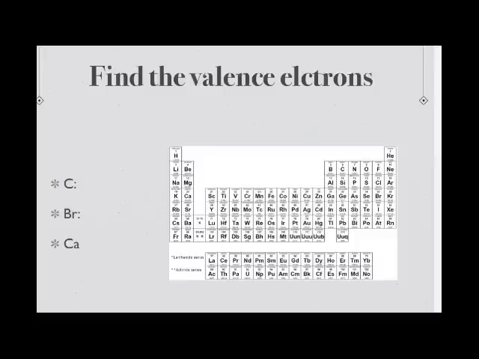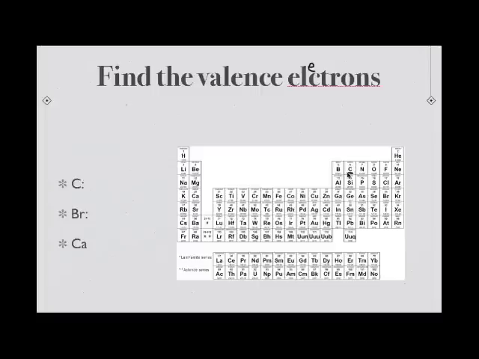Okay, so we're going to do some practice real quick and find the valence electrons. First we'll do carbon. Carbon has 1, 2, 3, 4. Excellent. Bromine. Easy enough. It's over in the 7th column, so it has 7 valence electrons. Calcium. It's in the second column, s2.